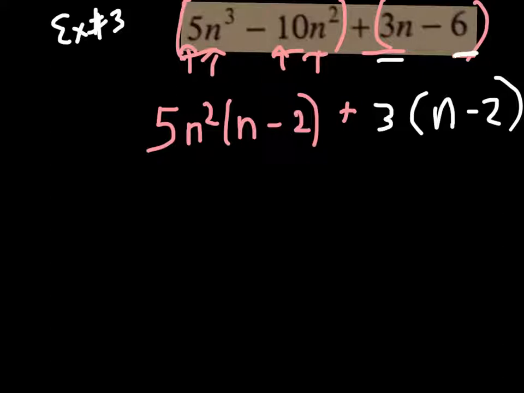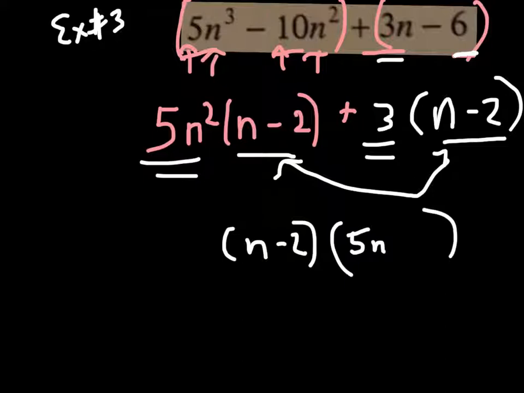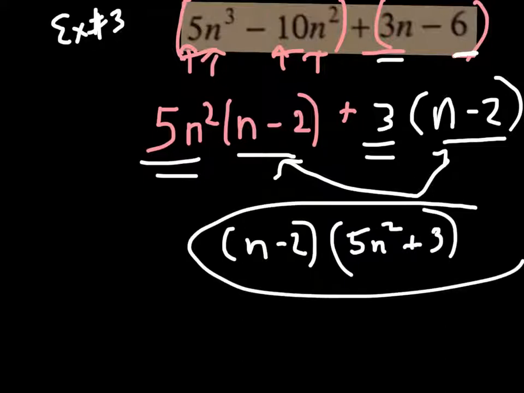So now, if you did it correctly, these two terms are the same, and they will be. So you basically merge these two into one, n minus 2, and you write the leftovers together, which are the things in front. 5n squared plus 3. And you're done. If I FOILed this, I would get my original problem.